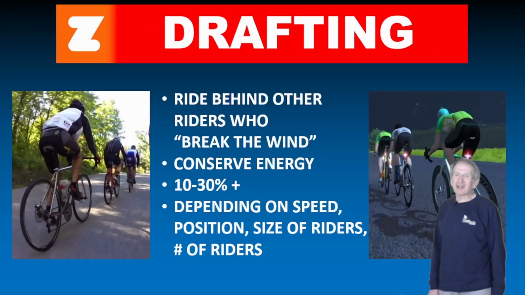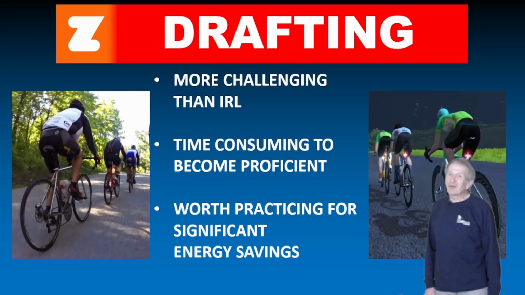So summarizing, drafting on Zwift is similar to drafting in real life. You ride behind other riders who break the wind for you, and you can conserve a lot of energy, 10 to 30% and even more, depending on the speed and the number of riders. But there are some things that are different that can make it more challenging than in real life. You can't use your brakes, you can't coast, you can't steer to fine-tune your position behind the other rider.